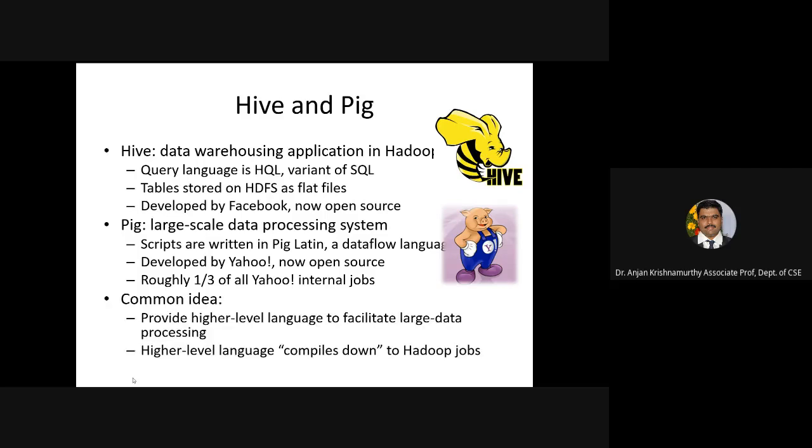So the common idea of having a higher level language is just to facilitate large amounts of data processing, where higher level languages can compile down into Hadoop jobs. So trying to make things very simple and making sure that every data item that we are talking about can be retrieved, processed, stored, accessed, and searched. To facilitate these kinds of operations, we basically need to use certain high level language systems like Pig and Hive.